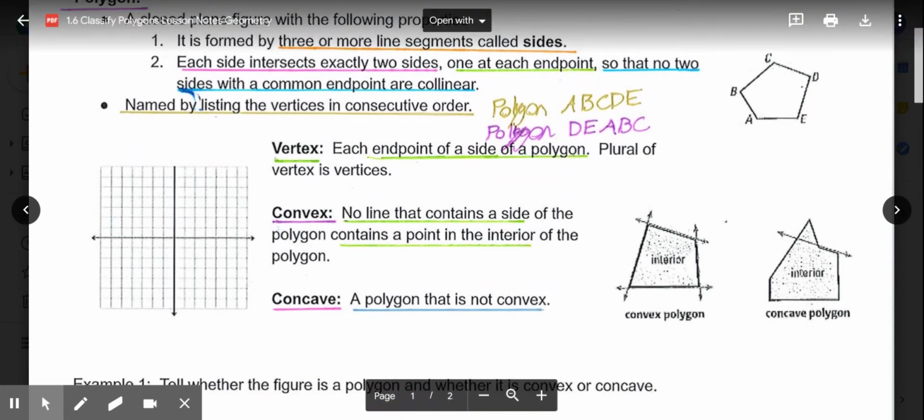My apologies for the random coordinate plane here. Just ignore that. That should not be there.